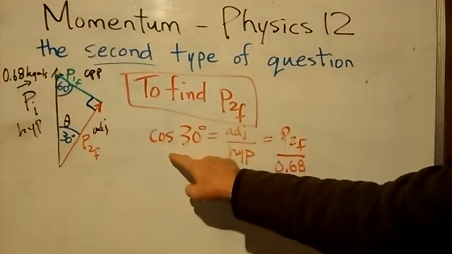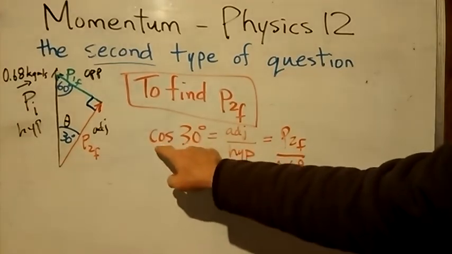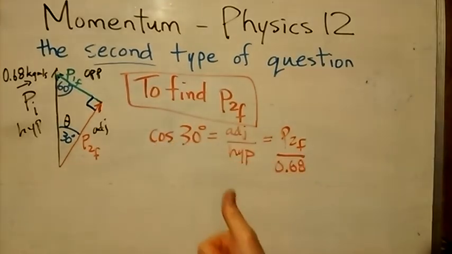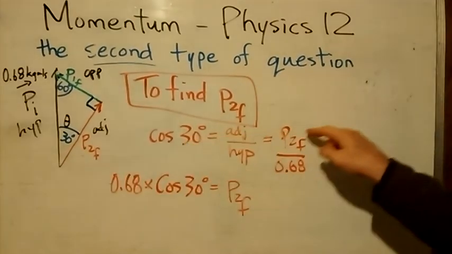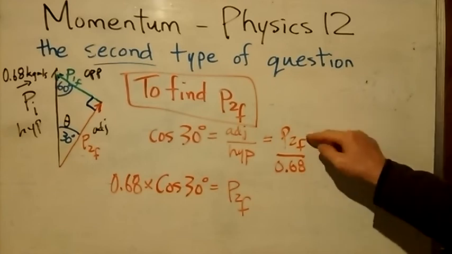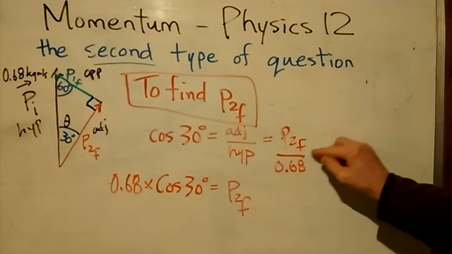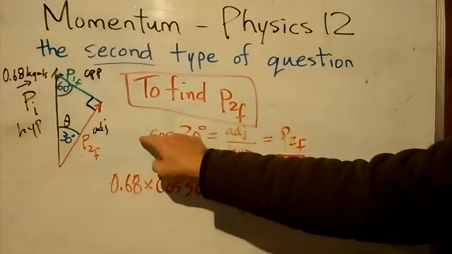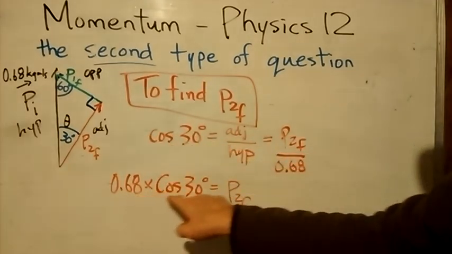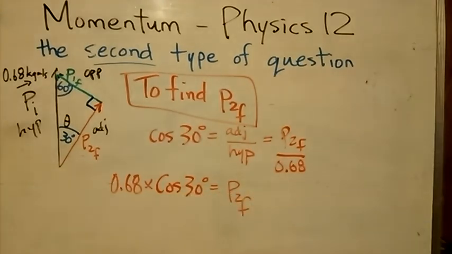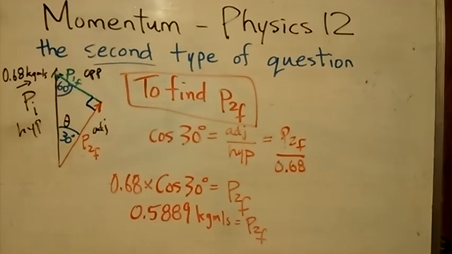And just checking my trigonometry, cos A, yeah, CAH. Got it right. Up here, I have cos 30 as P2F over 0.68. I just want to get P2F on its own, so the final momentum of the second object. So I have to multiply this side by 0.68, and I have to multiply this side by 0.68. So I get 0.68 times cos 30 is equal to P2 final. 0.5889 kilogram meters per second is equal to P2 final.